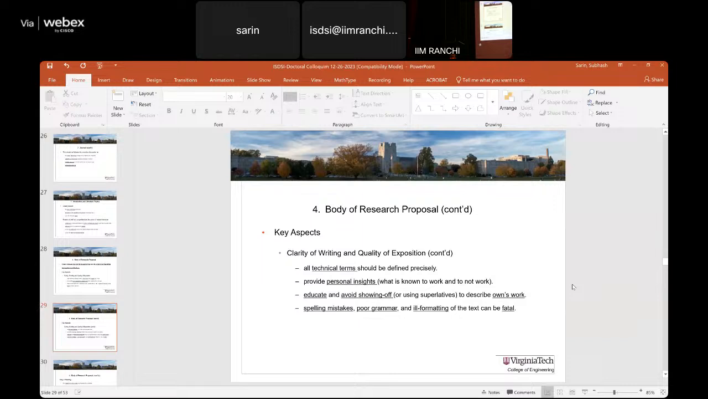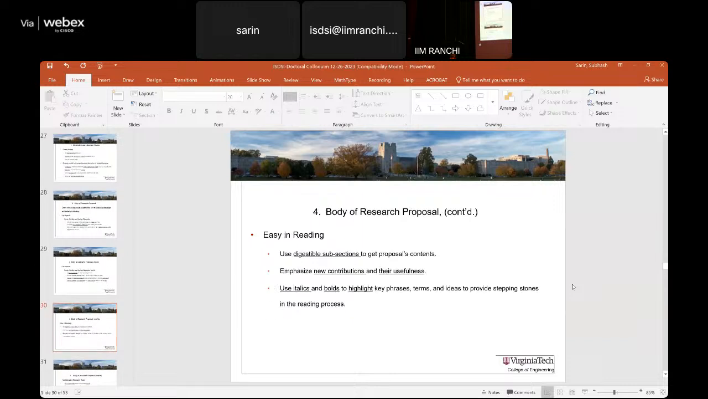Some reviewers are looking for these things, and the moment they find them, they reject the proposal right away. So you have to be very careful. And like I said before, the more time you spend in writing these things, the better the proposal will be. Make it easy to read, use digestible subsections. Emphasize clear contributions and their usefulness.